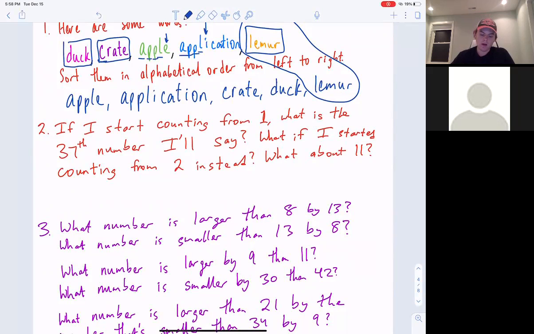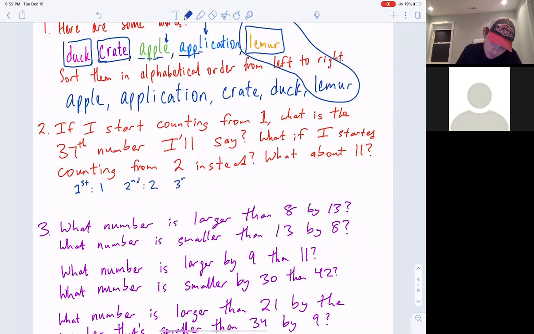Okay, and now we will talk about this question. So if I start counting from 1, I'll say 1, 2, 3, 4, 5, 6, and so on. And so the first number that I'll say is 1. So I can say first is 1. The second number that I'll say is 2, right? 1, 2.